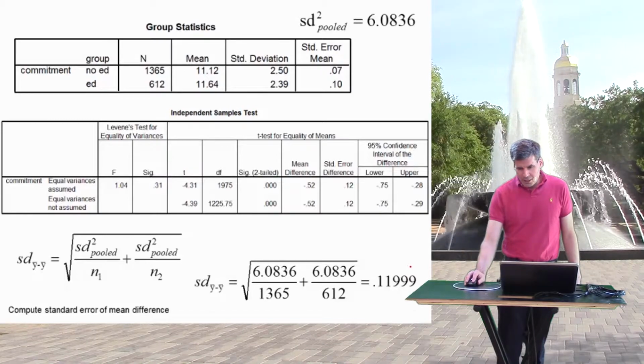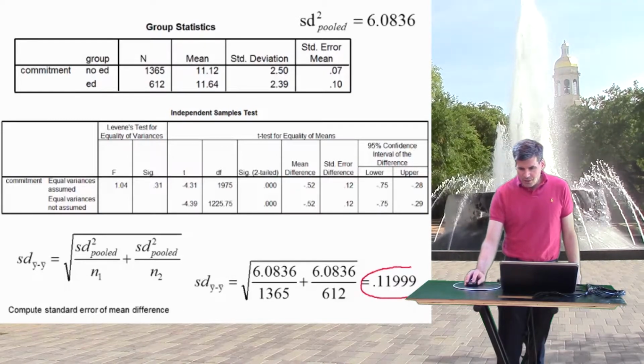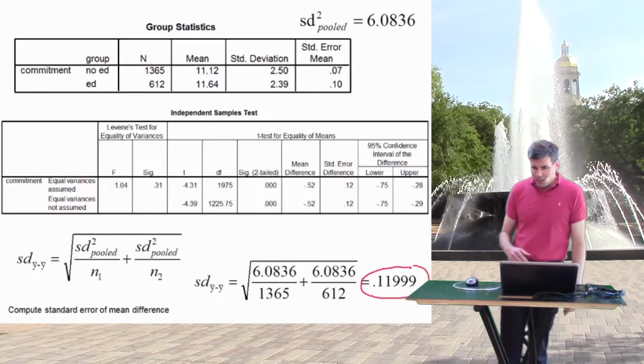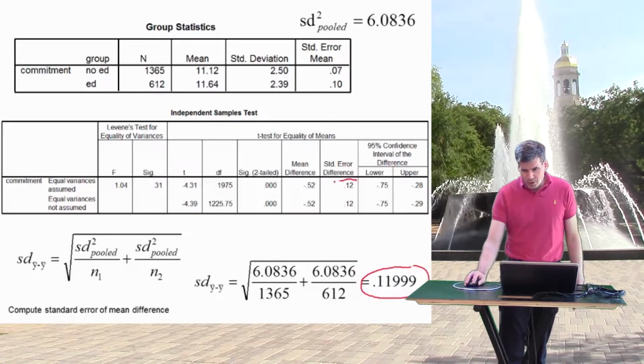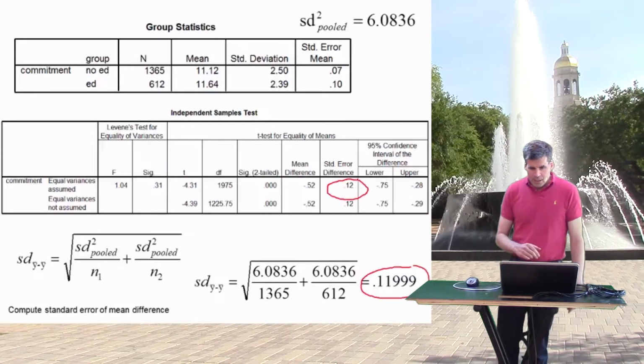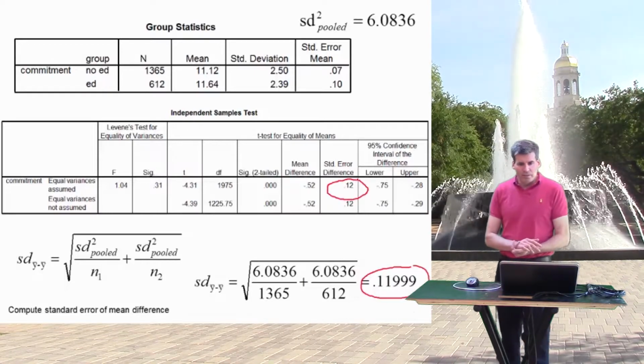And plug that in, and I get a standard error of difference of 0.11999, which would round to 0.12. And so that's how we'd calculate the standard error of difference.